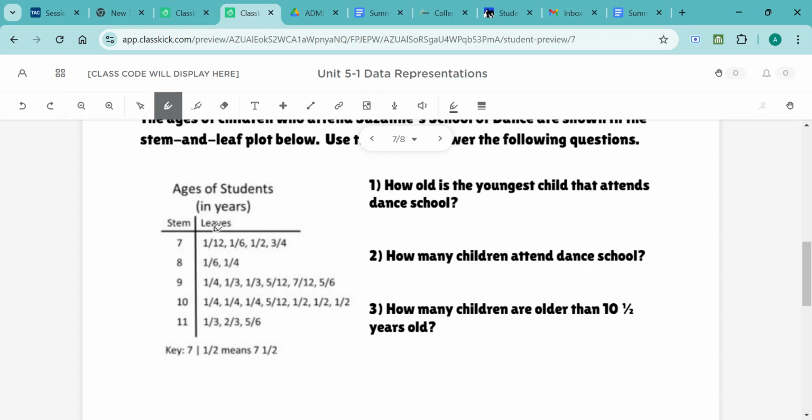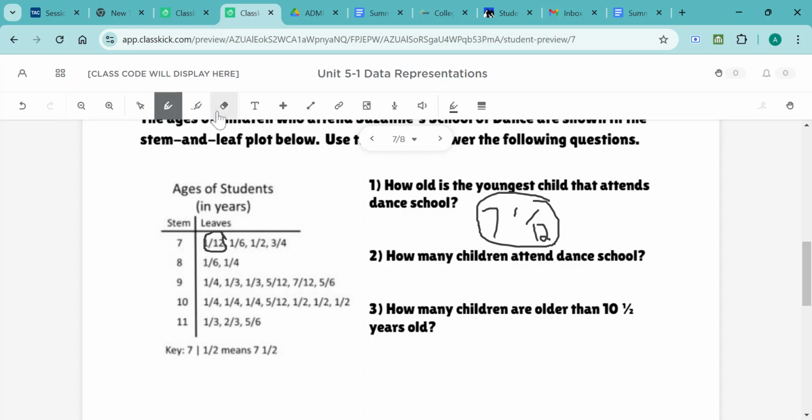They have some months on them. So we would think, well, just because it's a stem and leaf plot, I know the smallest number is always this one. And what number is this 1/2 or 1/12 leaf representing? It's representing 7 and 1/12. So that is the youngest student at this dance school. She's 7 and 1/12 years old.